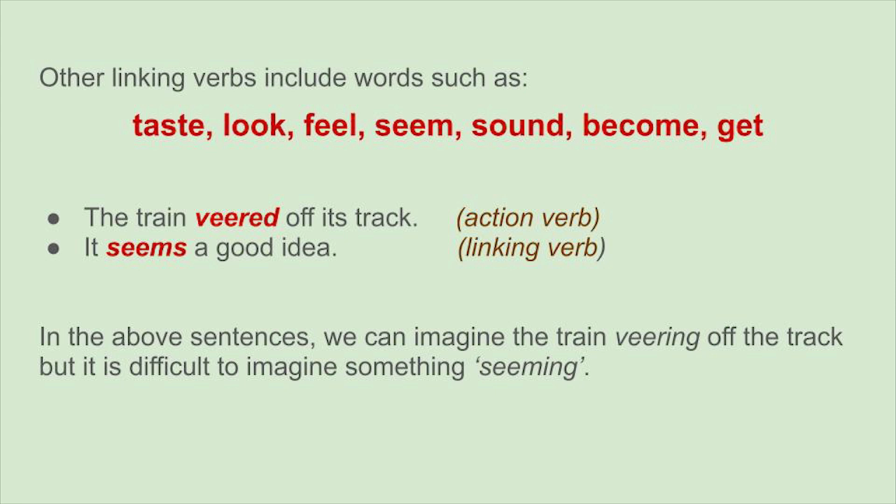Look at this sentence. The train veered off its track. Veered is an action verb. We can imagine the train veering off the track. However, in our next sentence, it seems a good idea. Seems is a linking verb. We cannot imagine something or someone seeming. That is a state of being. So seems is a linking verb. No action is expressed.